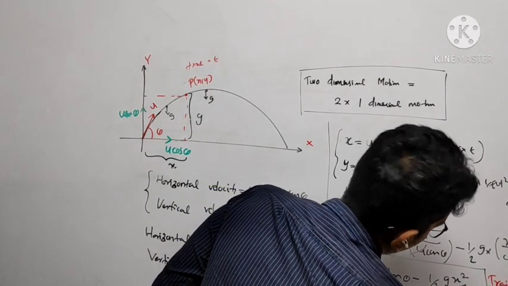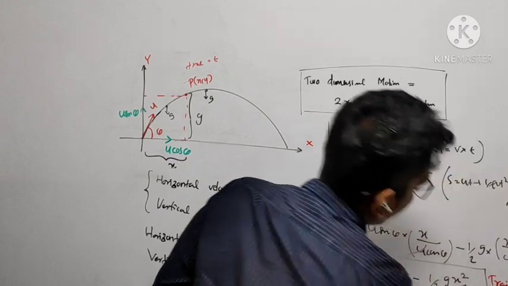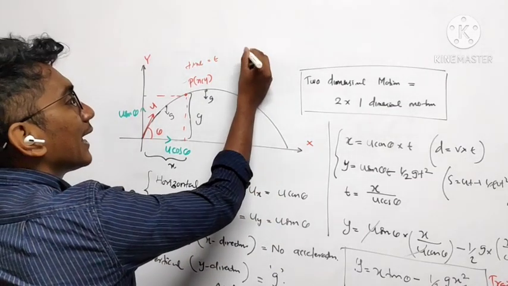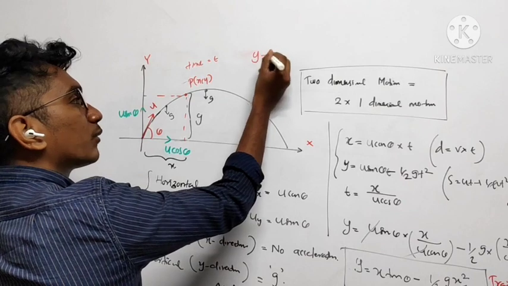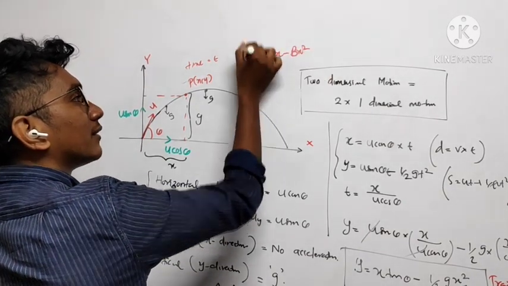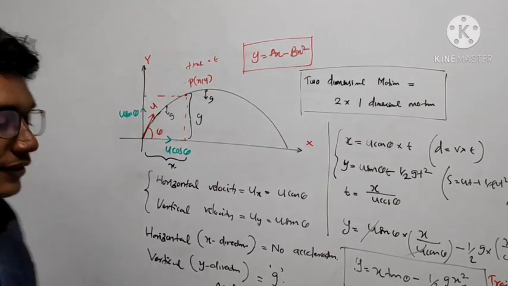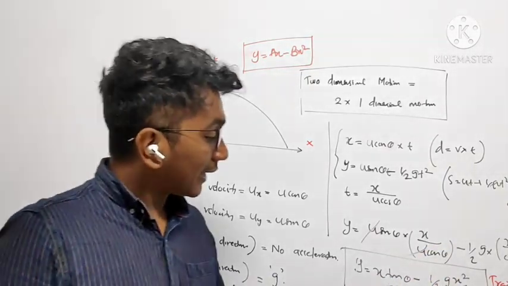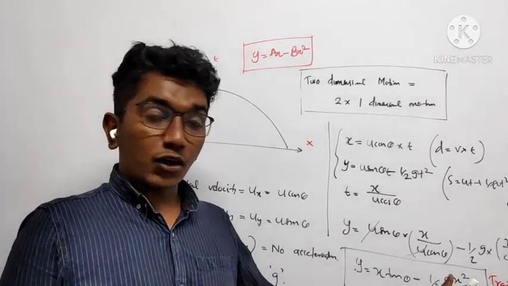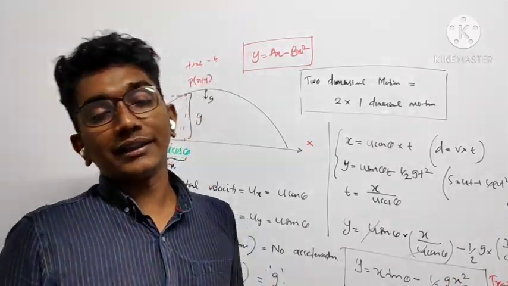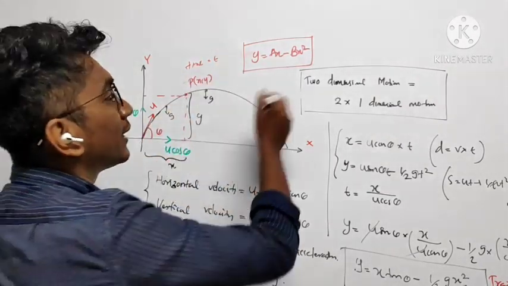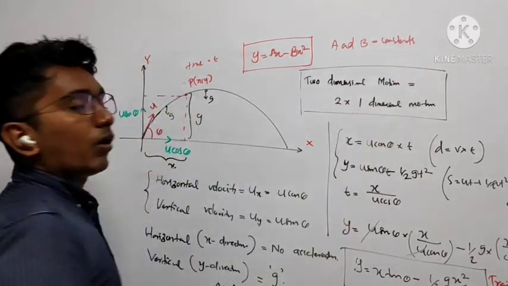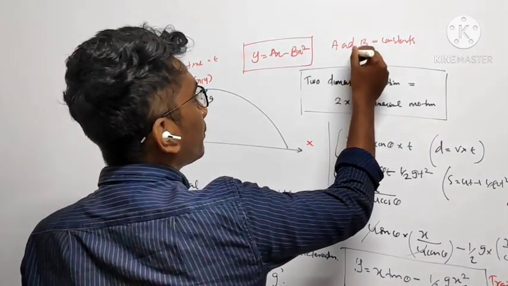I will explain what trajectory is after this. What is this trajectory actually? It looks like y is equal to ax minus bx square. It looks like x tan theta minus half g x square by u square cos square theta, where tan theta is a constant, g is a constant, half is a constant, u is a constant, cos theta is a constant. So it is ax minus bx square, and a and b are constants. Then what can we say about this? It is a parabola.